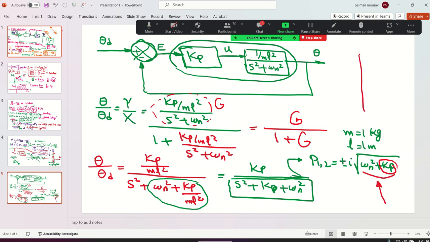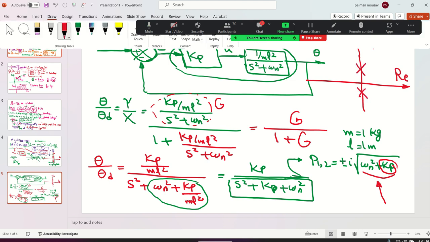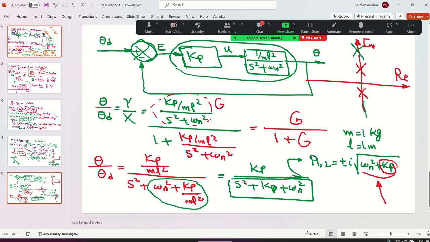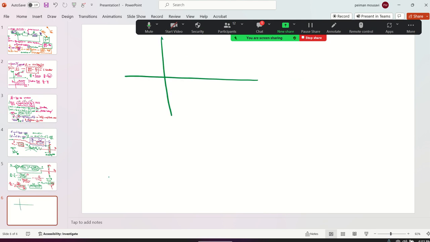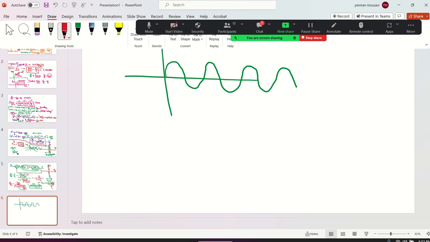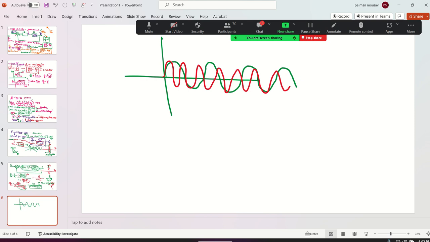Means you did this ridiculous act. Look at here, guys. The poles were here previously. By adding the P controller, you did this. You added to the frequency of the system. Physically, by only adding a P controller, originally the system was this, and you did this to the system. Is it good? No, it's not.